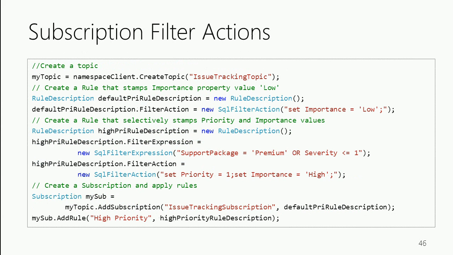And then you have those actions. That's the thing I showed you in the previous slide. So if the support package is premium or the severity is smaller than 1, then set the priority to 1 and set the importance to high. So that's how you can go and modify those things.